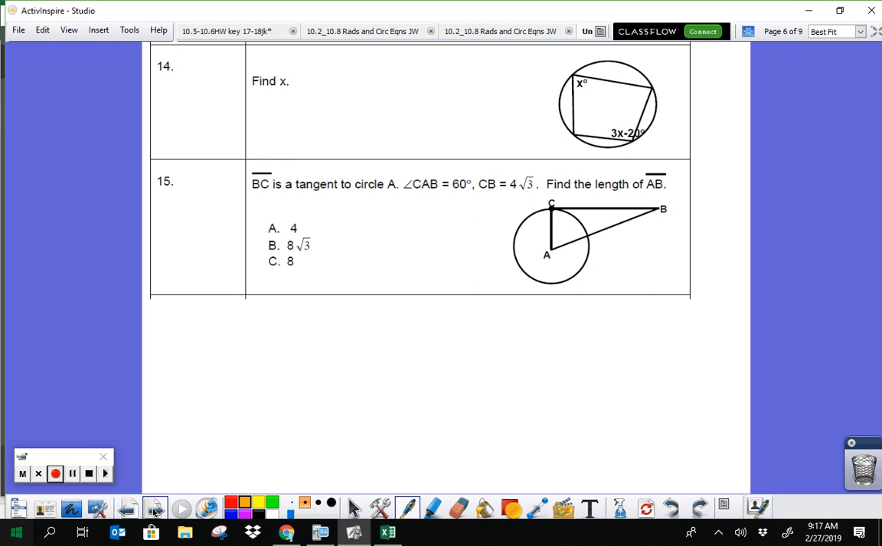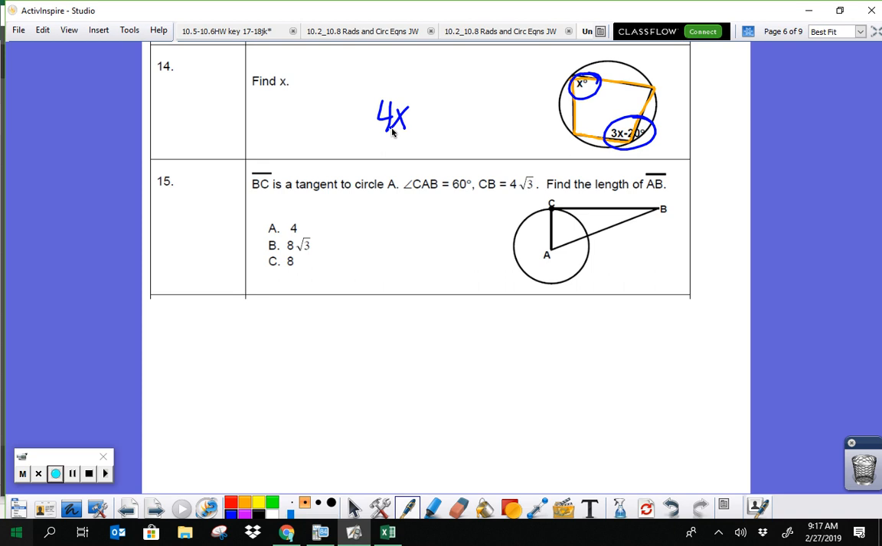Number 14, find x. So what you see here is this quadrilateral inside of the circle. What I know is that the opposite angles are congruent. So x and 3x is 4x. Sorry, they're not congruent. They're supplementary. So opposite angles are supplementary.